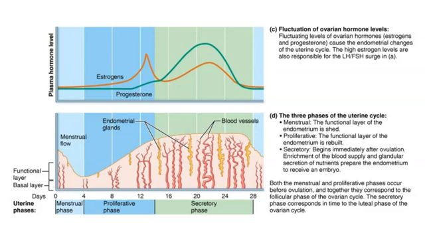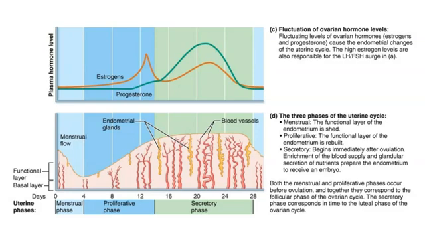Last, we see the secretory phase that functions to maintain the thickened uterine lining, or the thickened endometrium, in preparation for an implantation of a fertilized ovum. The secretory phase corresponds with ovulation.